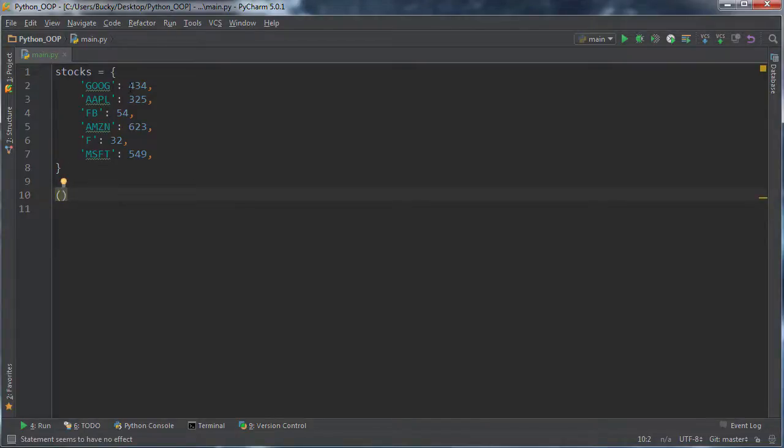Instead of Goog 434, we end up with 434 Goog. And then we end up with 325 AAPL. There we go. So again, this isn't valid Python, but I just want to demonstrate what we're essentially doing. Let me just go ahead and comment that so you guys can see.